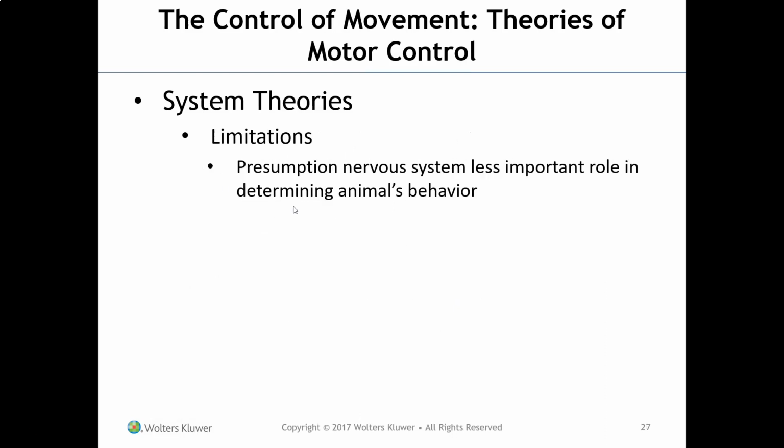So what are the limitations? It presumes that the nervous system plays a less important role in determining animals' behavior. So when all these other theories say, hey, the neurological system is the key, it's the central nervous system, this theory says, well, you know what, the nervous system isn't the only system that's important. You've got the musculoskeletal system, you've got other factors that are important. That's why this theory is a little bit complicated.